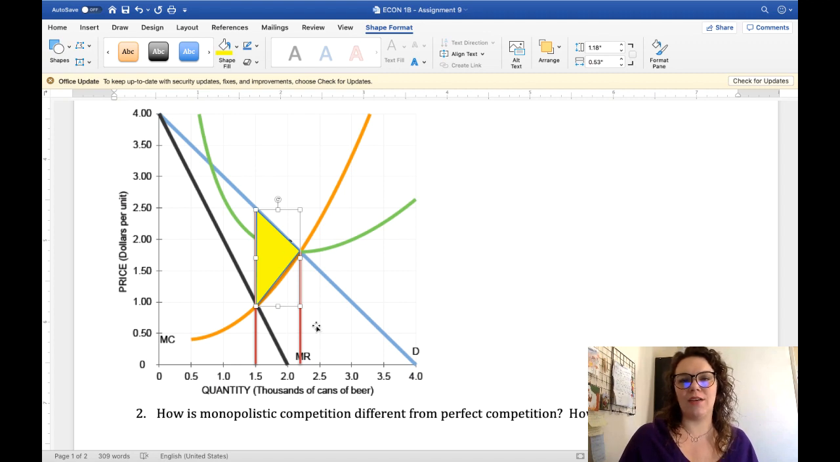That's that deadweight loss area. Okay, does that make sense? Hopefully that helps. Let me know what you think.